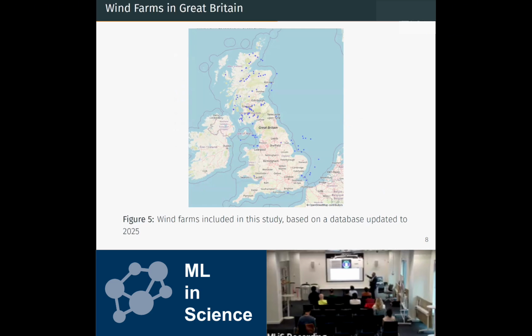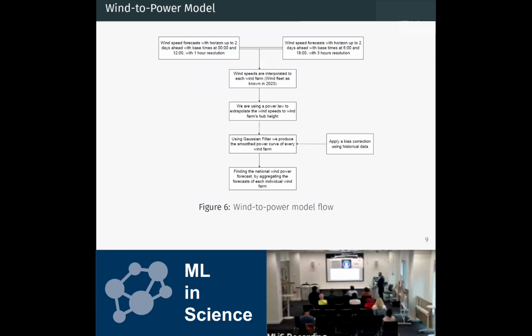The other model that I'm presenting you today is the wind to power model that we created. Here you can see a map of the wind farms that we have in Great Britain at the moment, and we used all these wind farms for the wind power model. So this is the pipeline of the wind power model.